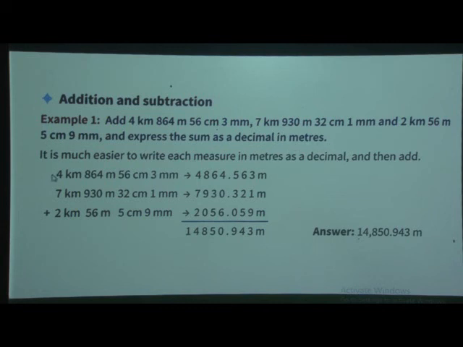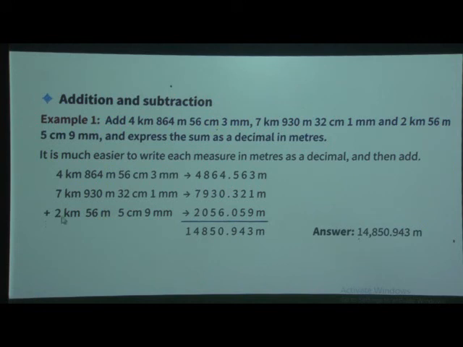So here, what we will do is write it in expanded form. So 4 kilometer 864 meter 56 centimeter 3 millimeter is written as 4,864.563 meter, because it is centimeter and millimeter. Then 7 kilometer 930 meter 32 centimeter 1 millimeter. Why have we done it this way? Because they asked us to convert into meters. So we took the kilometer and meter to the LHS, that is the left hand side, and the centimeter and millimeter we took to the right hand side.